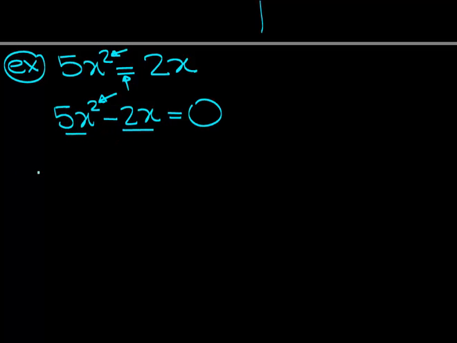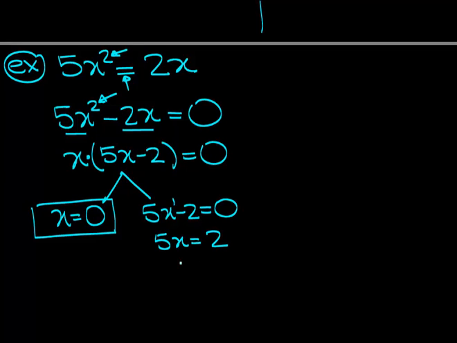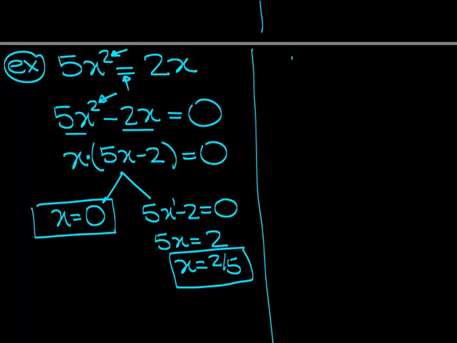What's common in these 2 terms now? X, I can take that out. So I get x times x minus 2 is equal to 0. This product is 0, so that tells me what? One of them has to be 0. So x is equal to 0, or x minus 2 is 0. This is one solution. It's already done. Over here, this is degree 1. I know how to solve for x. You isolate the x term, and then you isolate x. That's my second solution.